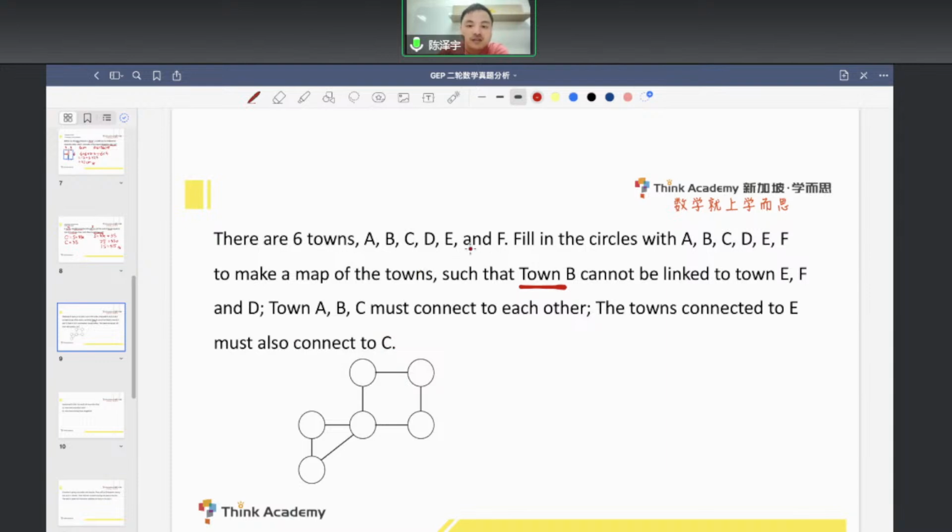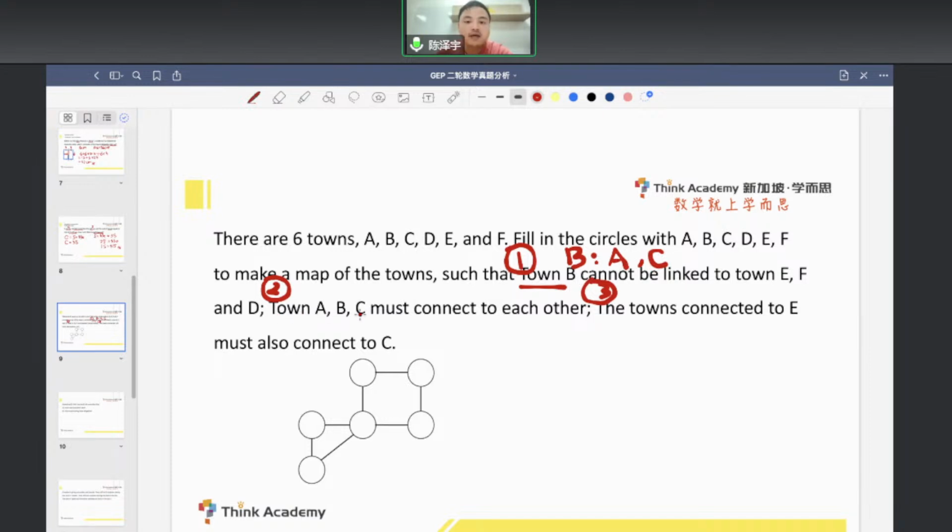Okay, based on these 3 clues, let me mark up clue 1, clue 2, and clue 3. Let's do it one by one. So town B cannot link with E, F, and D. So B can only pair with A and C. So this is the first clue. B can only be with A or C.